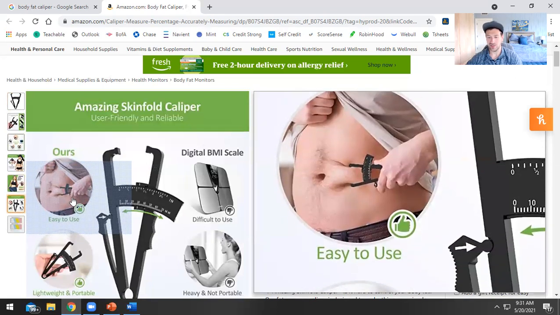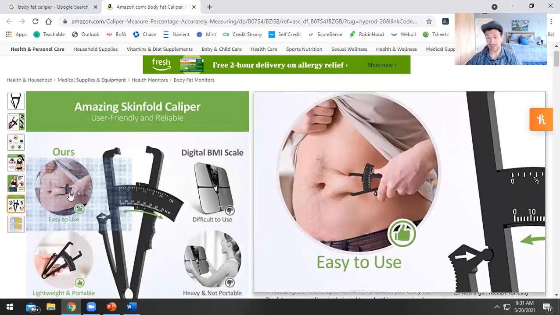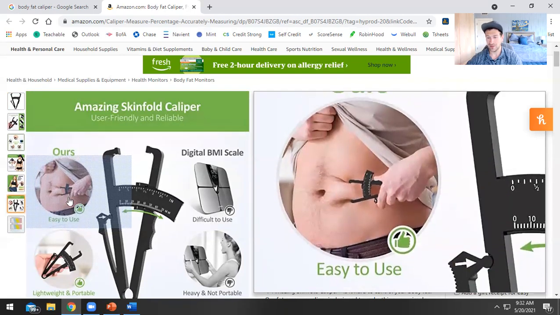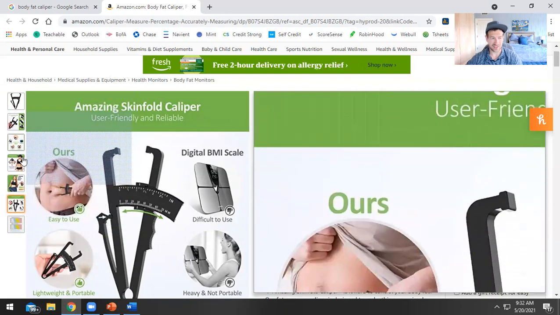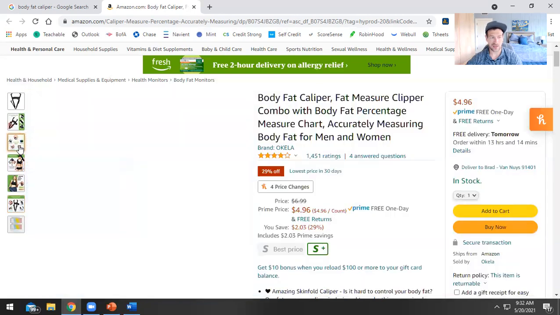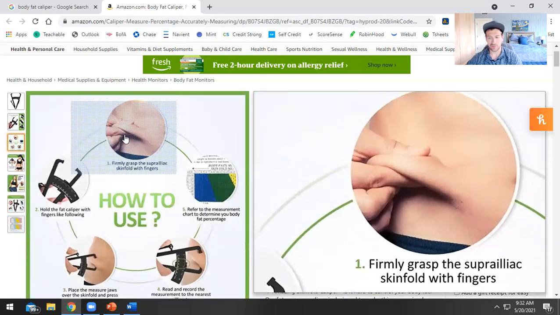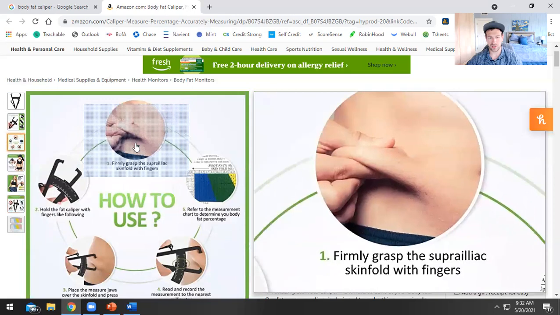This is not how you do this. I don't know what this person's testing. They're literally just goofing around. This tells you nothing. That is not one of the sites. But this right here is an accurate one, just above the pelvis.